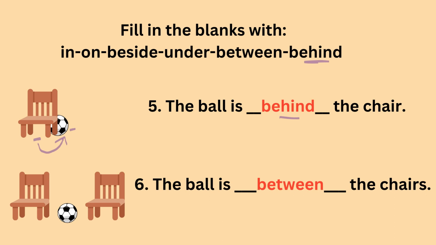Behind is the option. The ball is, where is the ball? It is in between the two chairs. মানে দুটো চেয়ারের মাঝখানে বলটা আছে. So the ball is between, yes, the option between is over here. So the ball is between the chairs. এই যে দুটো চেয়ারের মাঝখানে, this is called between. Okay, so it is between these two chairs.